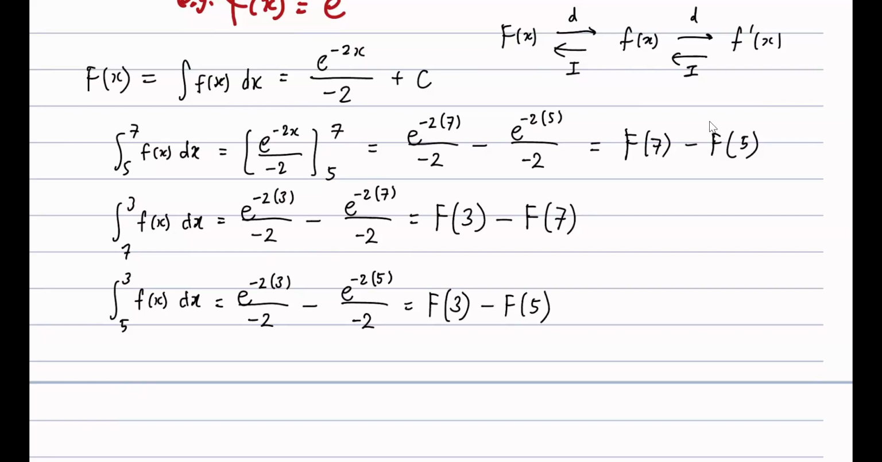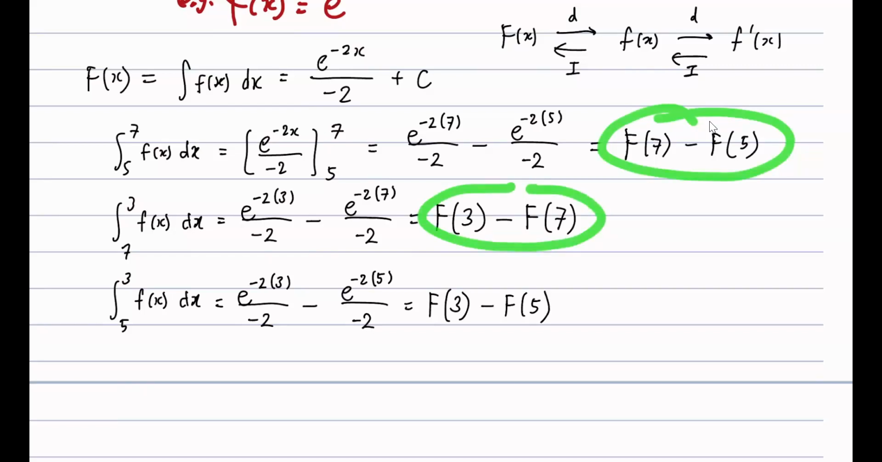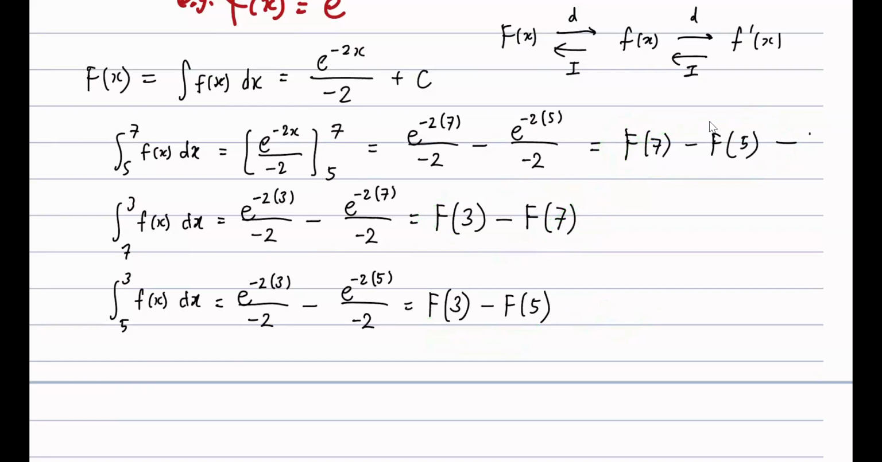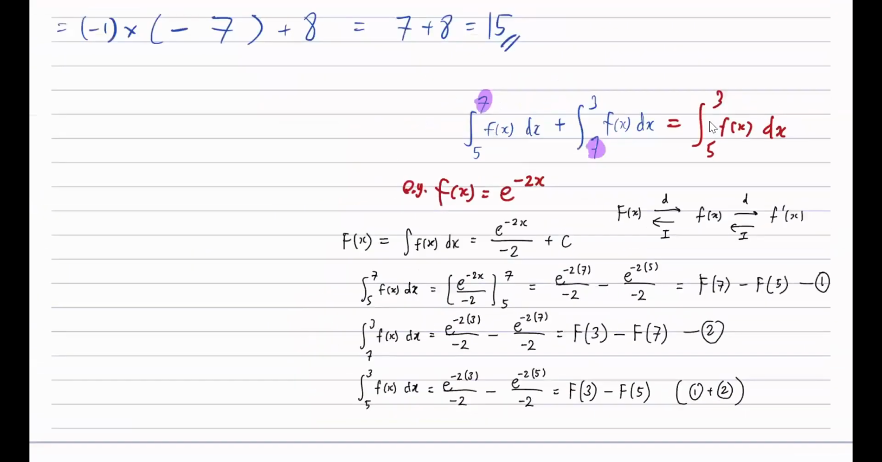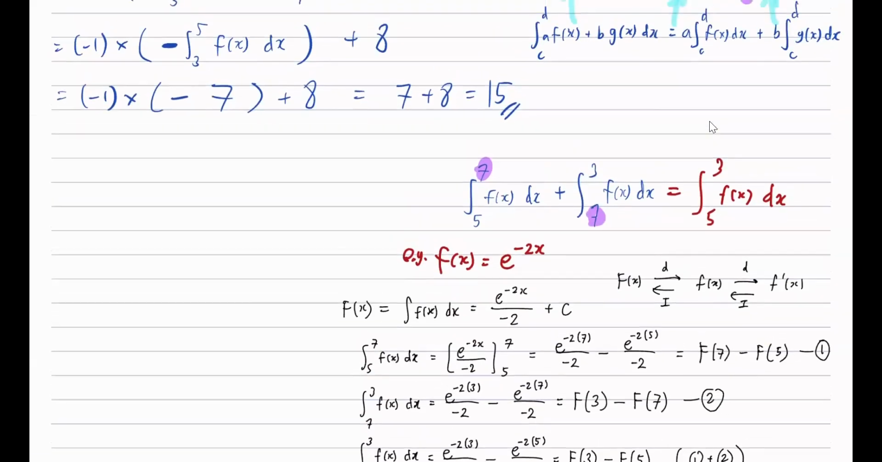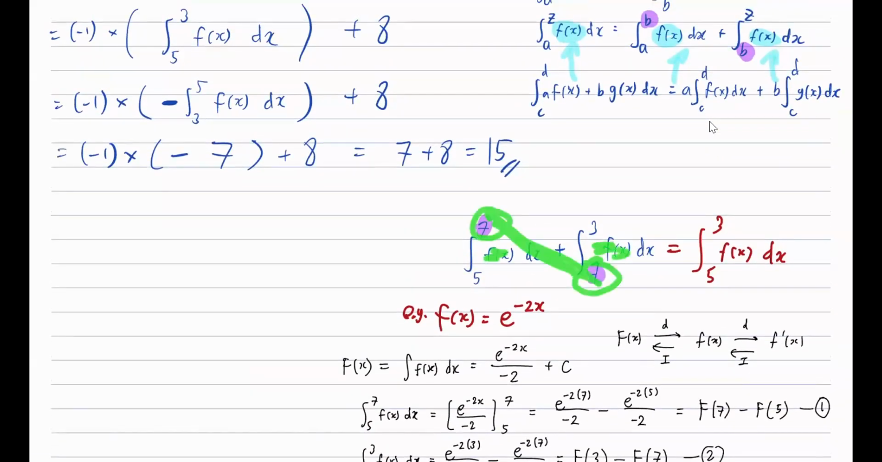Okay, good. So now can you see how if you add F of 7 minus F of 5 plus F of 3 minus F of 7, the F of 7 will just cancel away? You're left with F of 3 minus F of 5, which is exactly what we have here. So this is equation 1, this is equation 2, this is just 1 plus 2. That's why you can add them together. In general, this is what's going on when you have these two limits being the same, and the integrand is the same, f of x.